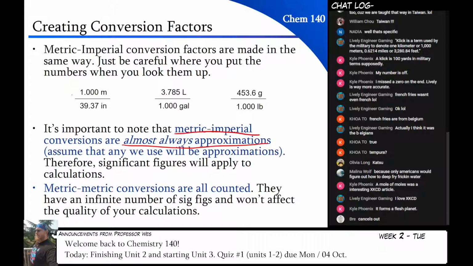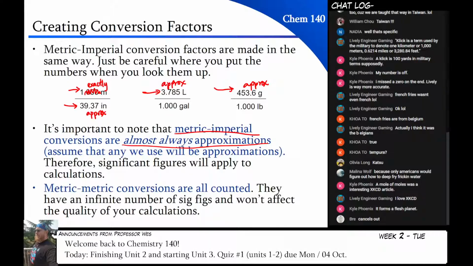So what that means is that in exactly 1 meter, there are approximately 39.37 inches. So if you just wrote this like this, in 1 meter, there are 39.37 inches. The number that isn't the 1 is approximate. So this one is approximate. And this one is approximate. And so what that means is that whenever we use metric to imperial conversions, we're going to have to use sig figs based on the conversion.